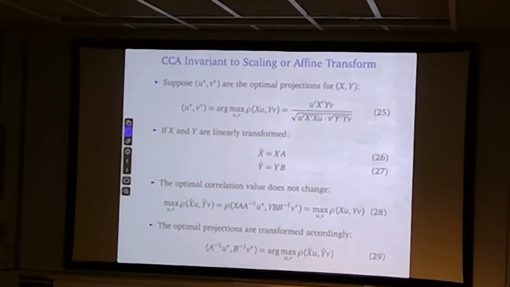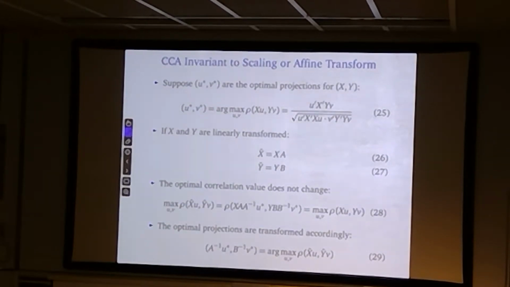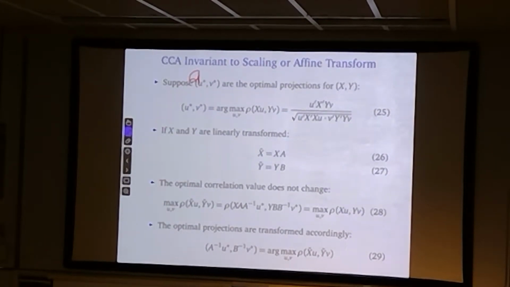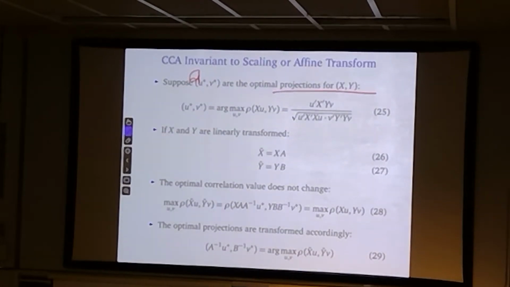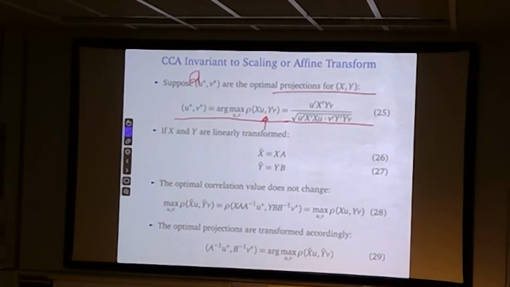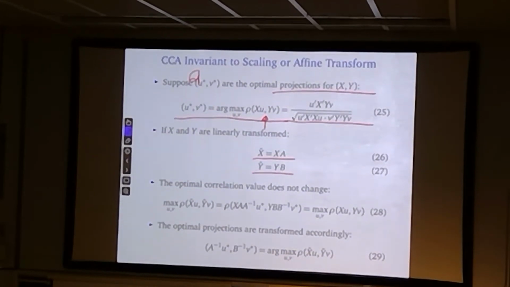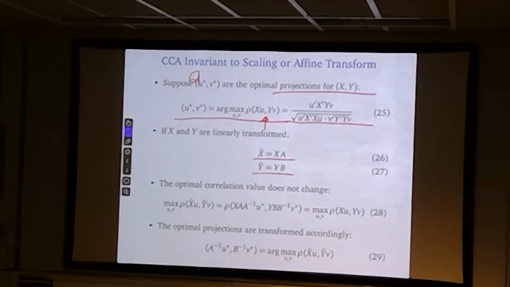CCA is invariant to scaling or affine transformation. That actually is for a different reason. Suppose u star, v star are the optimal projections for X and Y, okay? So it maximizes this score. If X and Y are linearly transformed, I'm stretching X any way I want, shearing, all of this is captured by linear transformation, independent of each other. The optimal correlation value will not change.